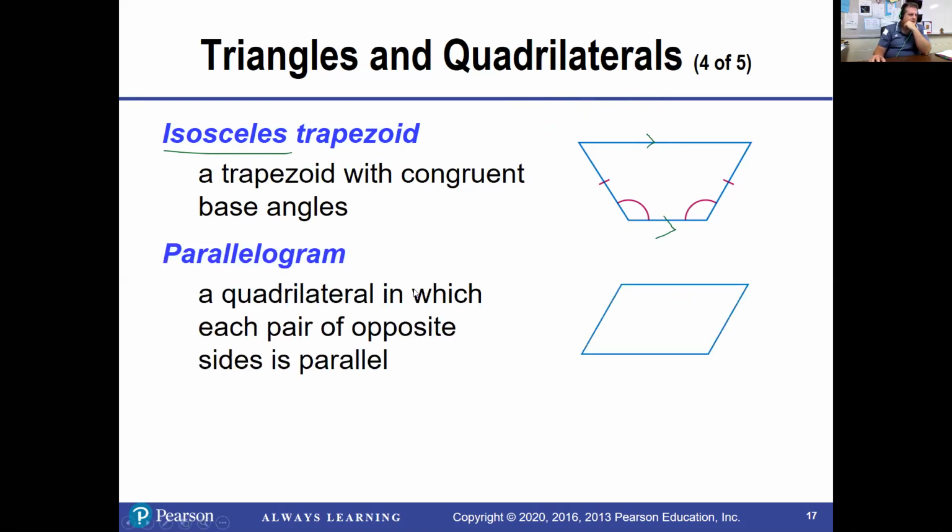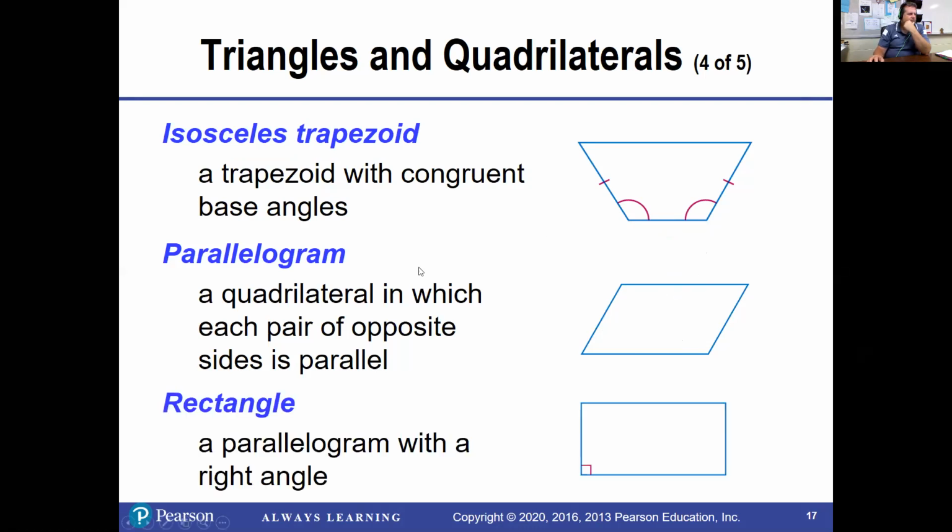Parallelogram, a quadrilateral with each pair of opposite sides parallel. Okay. So, things that we're going to find out later. So to be a parallelogram, these 2 sides have to be congruent. These 2 sides have to be congruent. The first 2 have to be parallel to each other. And the last 2 have to be parallel to each other. And that makes it a parallelogram.